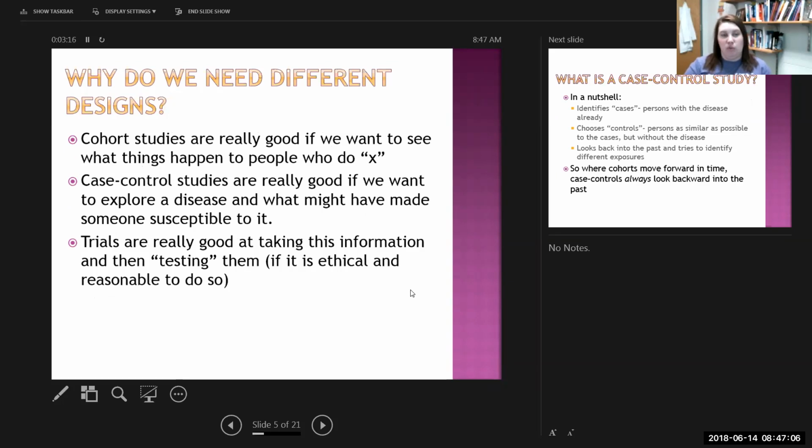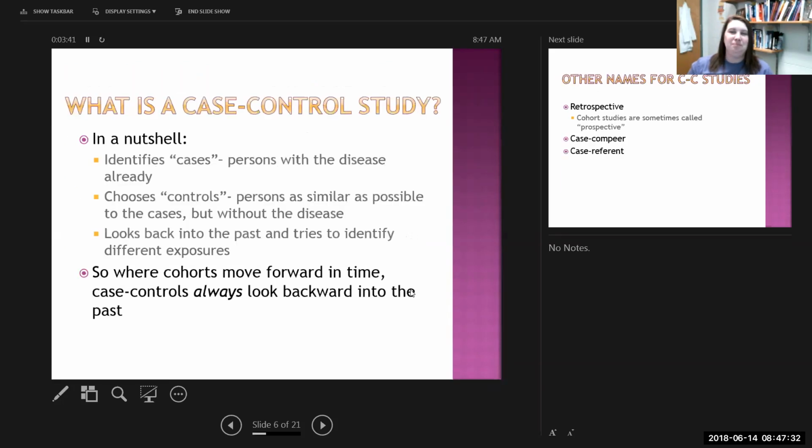Cohort studies are good if we want to see what happens to people who participate in a certain kind of unknown behavior. Case-controlled studies are really good if we want to explore disease and what might have made somebody susceptible to it. And then trials are really good at looking at all this information and testing it, assuming that it's ethical to do the testing and reasonable to be able to do it.